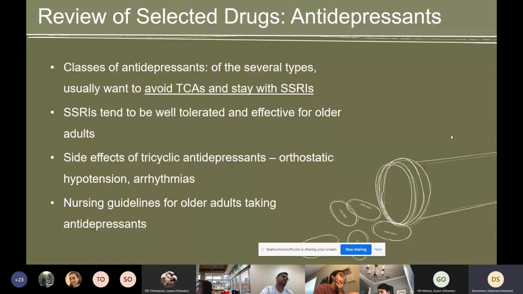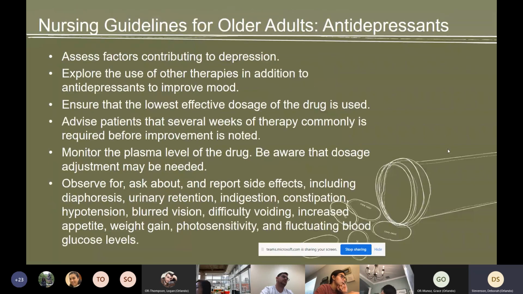So let's talk about how we're going to teach a little bit of this information to our older adults. The same thing we've been talking about is to get the lowest effective dose that works for the patient. Another thing is that for antidepressants, it could take several weeks for the medication to take effect, and they may not be aware of that. So be sure you're teaching your patient about that.